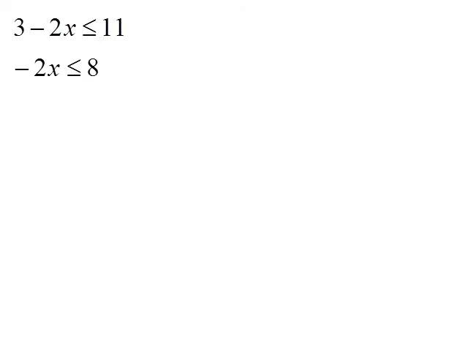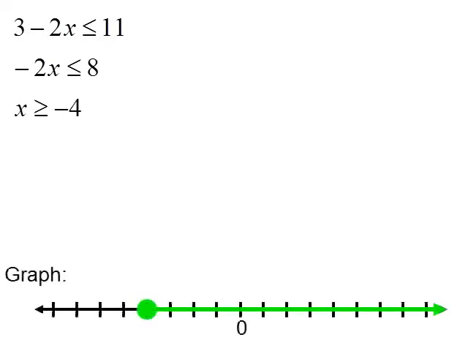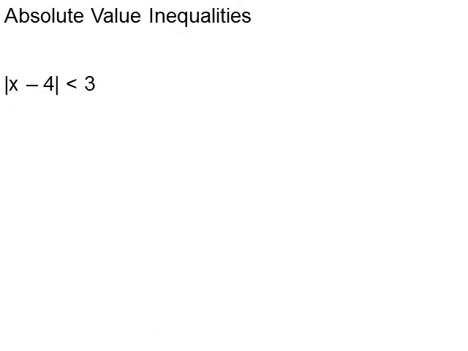But remember, when I divide or multiply by a negative number, the sign has to become reversed. So this is x is greater than or equal to negative 4. To show that on a graph, it looks like that. A solid dot at negative 4, the answer's going off to the right. It's very important that you remember to flip the signs when you multiply or divide by a negative number.